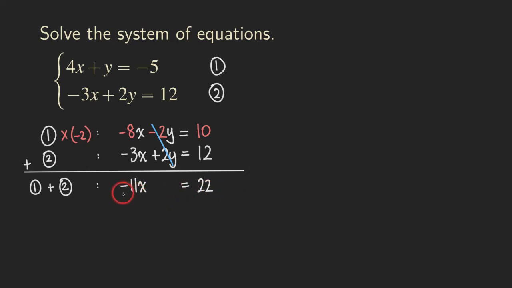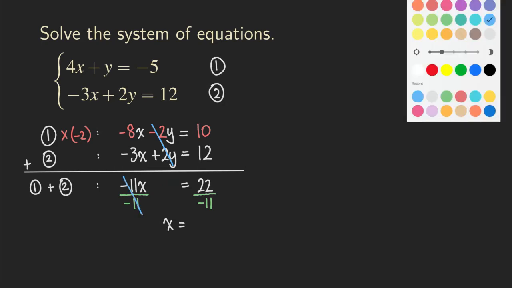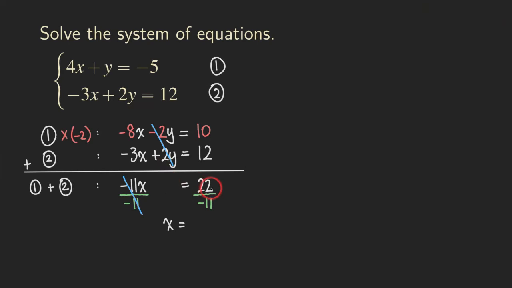So since there was a negative 11 in front of the x, we can divide both sides by negative 11. And then we can do the same thing on the right-hand side of the equation. And so our answer would be what? Oh yeah, those will get canceled, right? So we are going to get 22 divided by negative 11, which is just negative 2. So x is equal to negative 2.